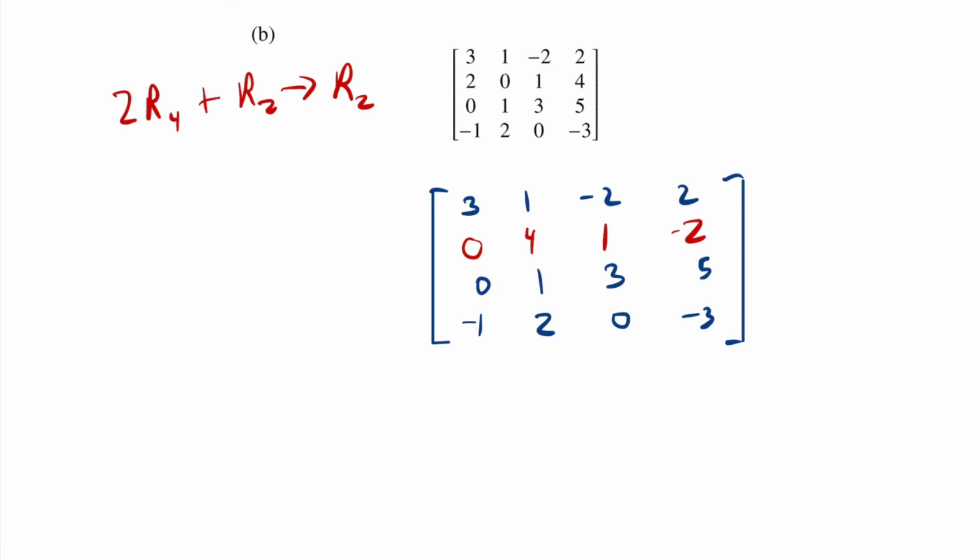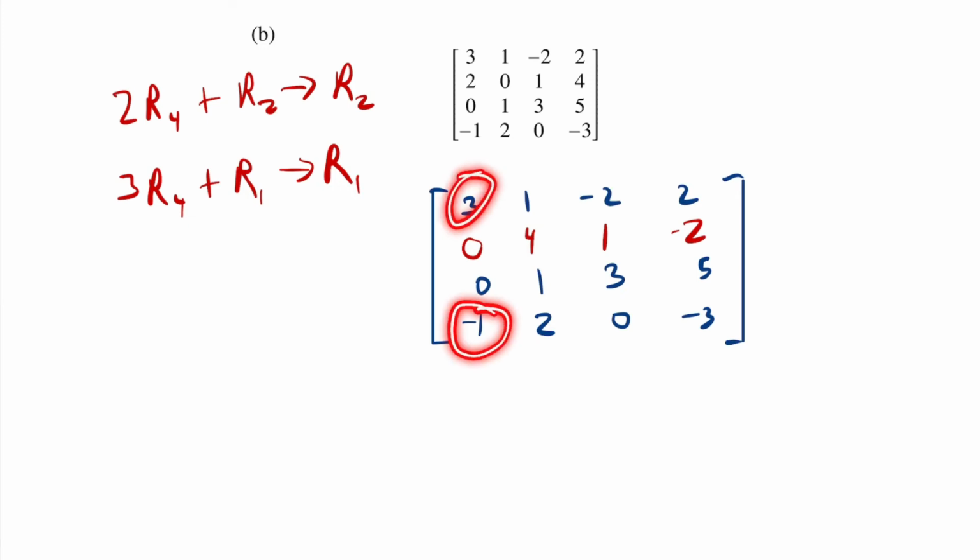All right, and then the last one we need to make a 0 is this one. So we're going to multiply row 4 by 3 and add that to row 1, and that's going to equal my new row 1. So negative 3 plus 3 is 0. That would be negative 6 plus 1, which is negative 5. That would be 0 plus negative 2, which is negative 2. And negative 9 plus 2 is negative 7.